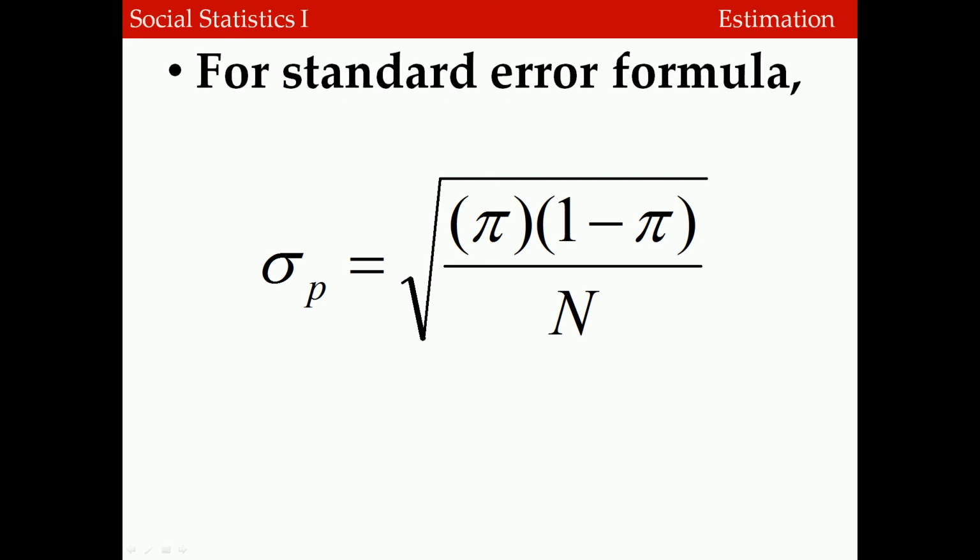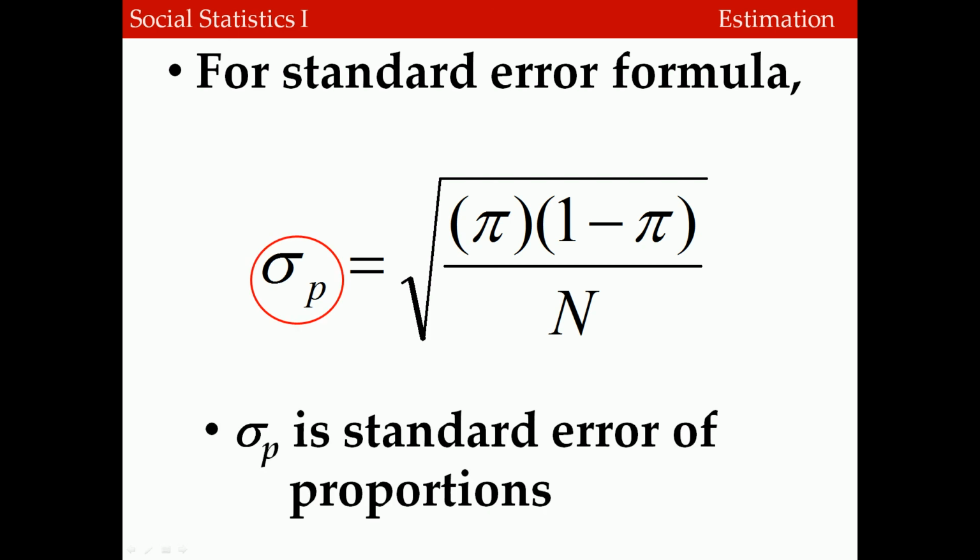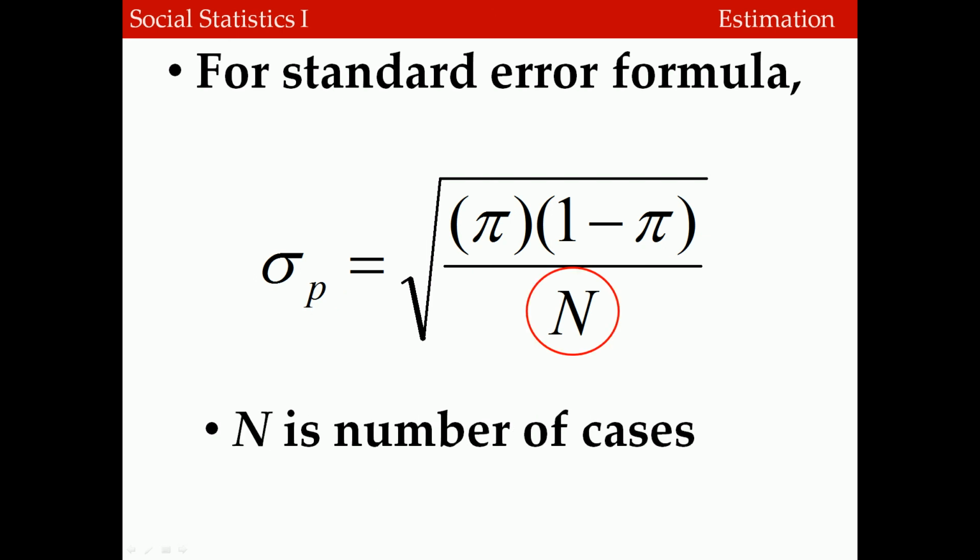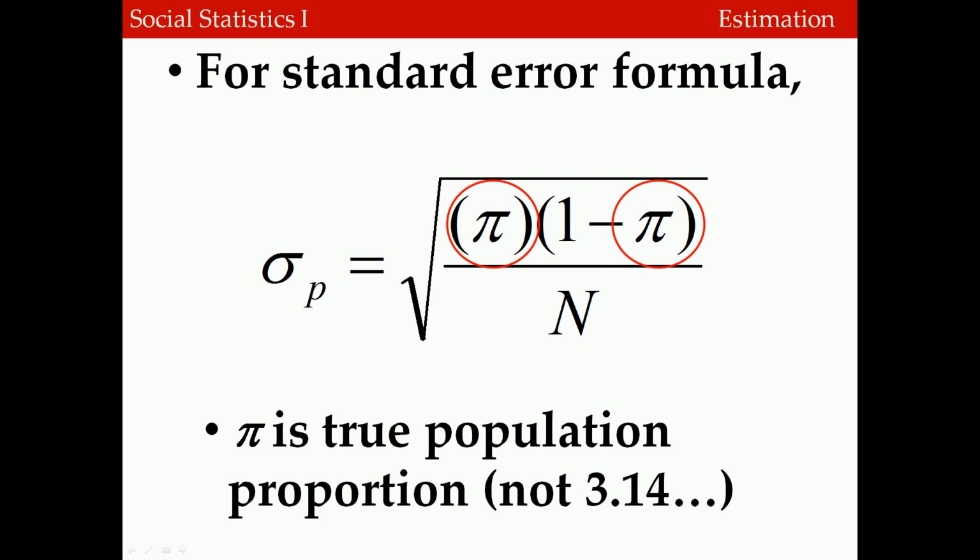Okay, so from the standard error formula, we see that the following is true. First of all, sigma sub p, the standard error of proportions, has the number of cases, n, in the denominator and pi in the numerator. And again, this is not the number 3.14. It's a symbol used to represent the true population proportion. So don't let that confuse you.